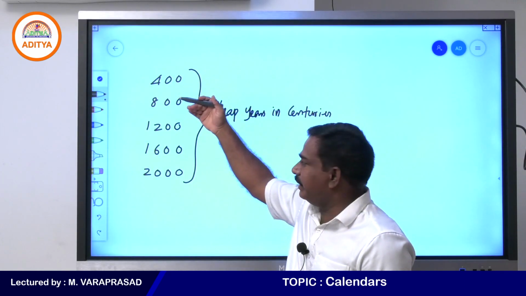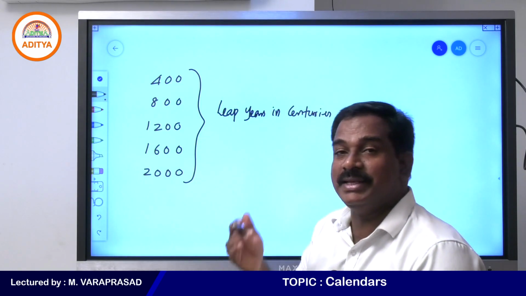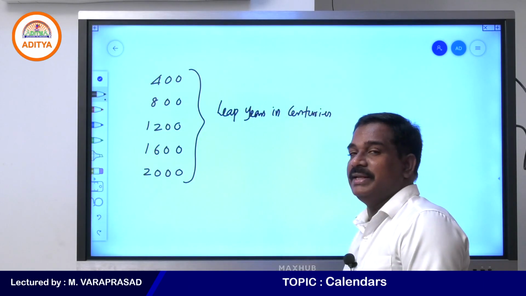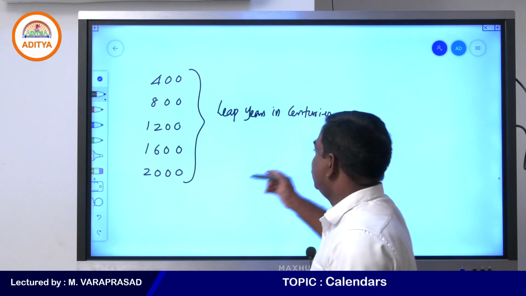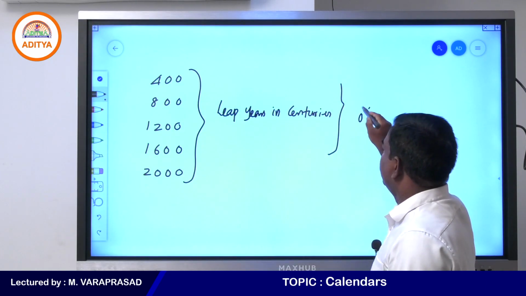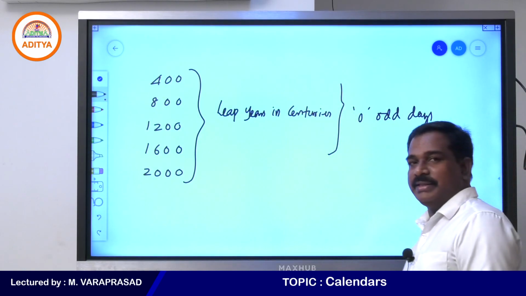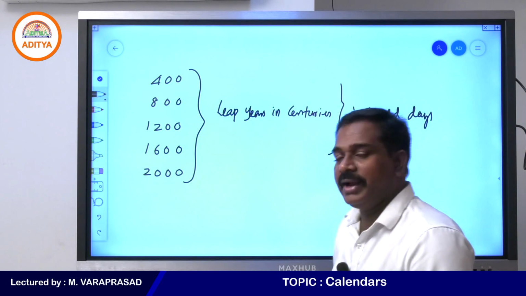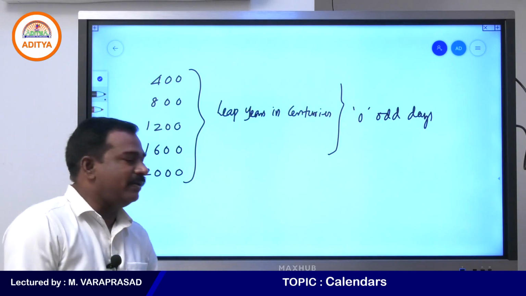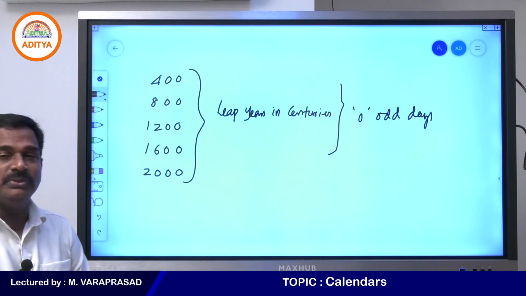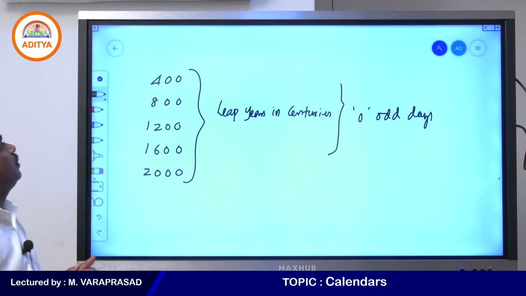All these years, 400, 800, 1200, 1600, 2000, are leap years in centuries. Do you know what is the specialty of these leap years? All these will have 0 odd days. The 400th year will have 0 odd days, 800 will have 0 odd days, 1200, 1600 and 2000 will have 0 odd days. Yes, all these century years will have 0 odd days.